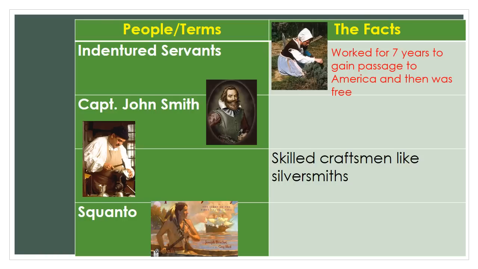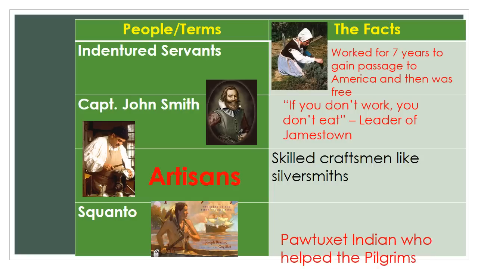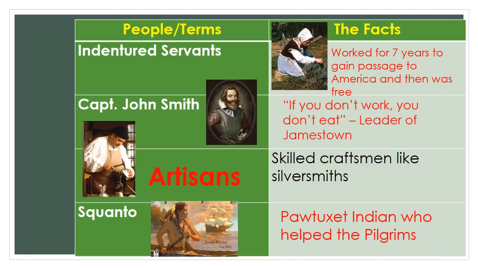Captain John Smith, what is his famous saying? What would you match there? If you don't work, you don't eat. And remember, he was the leader of Jamestown and part of its survival. The next blank is one of the terms. What's the term that means skilled craftsmen, like silversmiths? The word would be artisans. And lastly, who is Squanto? Why was he important? He was the Patuxent Indian who helped the pilgrims in order to survive.